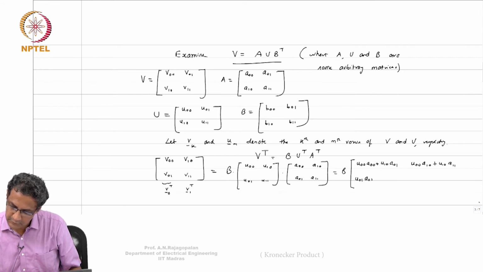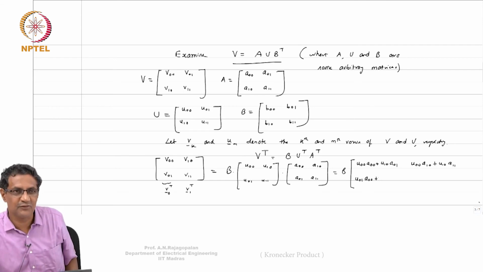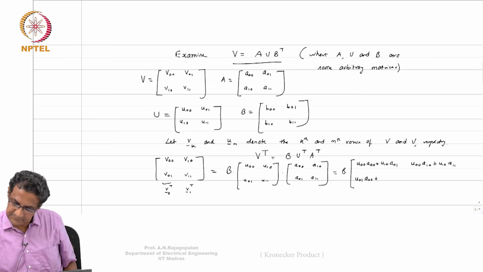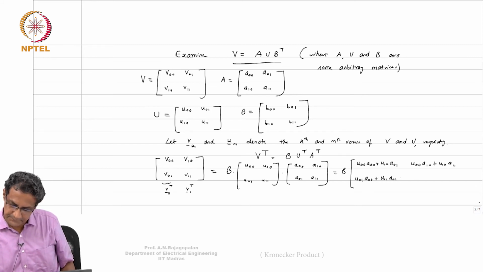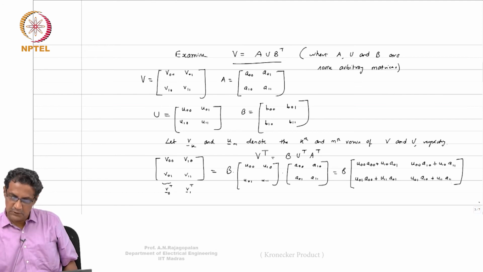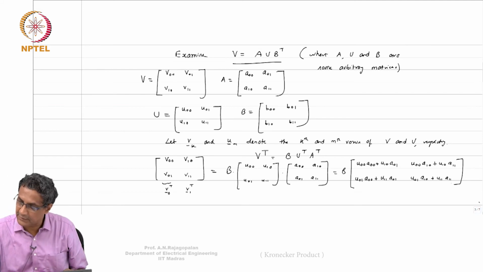U01 A00 plus, oh, probably you guys read Strang maybe. That is your U1, U01. Okay, so this is what you have.